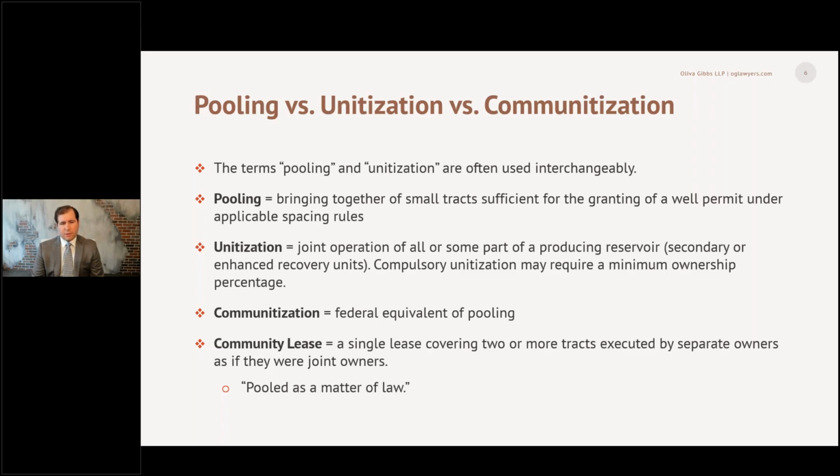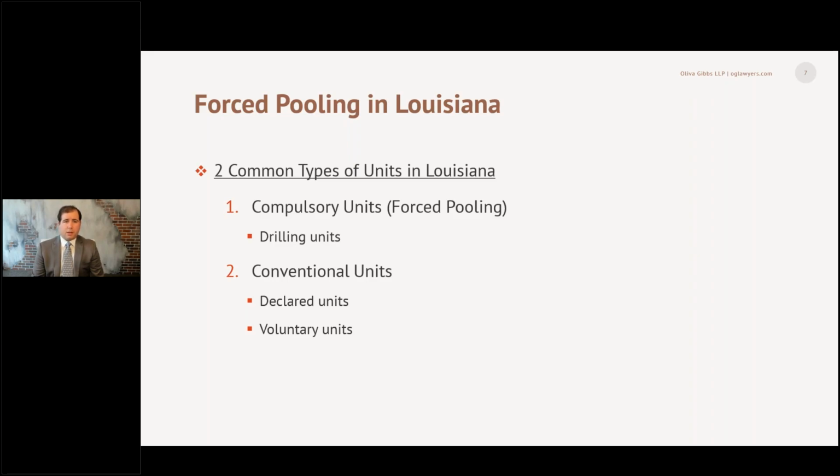Communitization is going to be the federal equivalent of pooling. You cannot pool a federal tract of land without a communitization agreement from the Bureau of Land Management. Then the community lease is going to be something totally separate as well, and that is where a single lease may cover 2 or more tracts executed by separate owners as if they were joint owners. So this is generally referred to as pooling as a matter of law. Again, those are all separate terms that are generally used interchangeably, but they all have these separate meanings as we discussed. So, forced pooling in Louisiana.